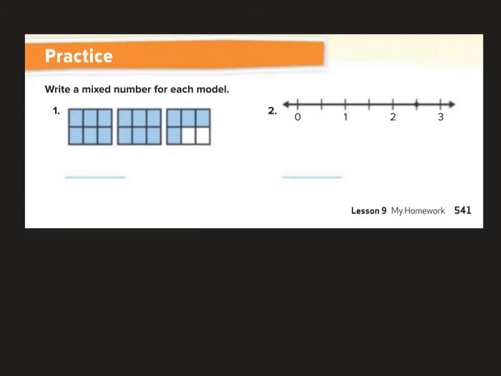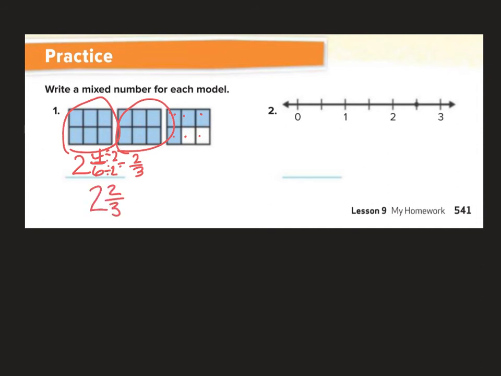Write a mixed number for each model, okay? 1, 2 wholes, and looks like 6 again. Yep, our denominator should be 6 because there are 6 total pieces in each whole. And then I colored in 4. Now, hopefully your brain's telling you, hey, 4/6 is not in simplest form. I need to divide by 2 to get 2/3. Okay, so I should write my mixed number as 2 2/3.